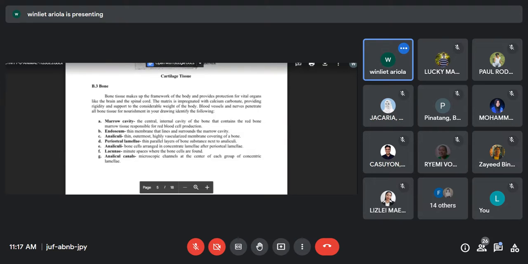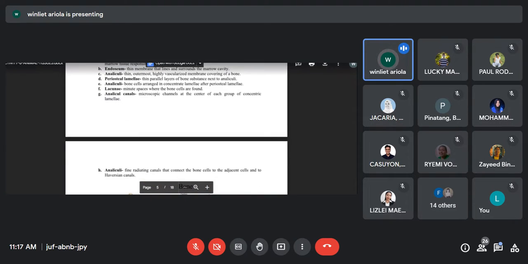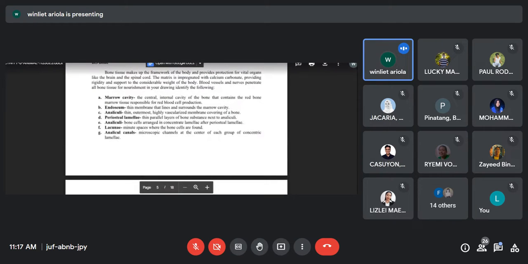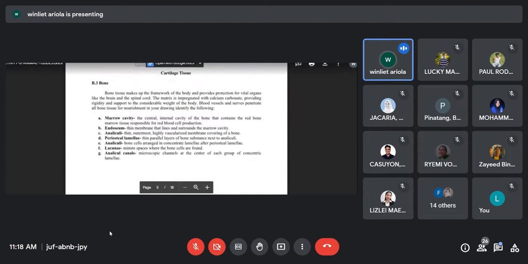What are the different? Hala, I remember, may nagtanong pala sa akin ito last time. Hindi ko pa rin pala na-send. Okay, sige. But anyway, wala naman akong nakuha dito para sa exam. Okay, sa bone wala.